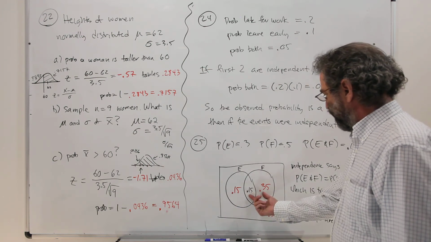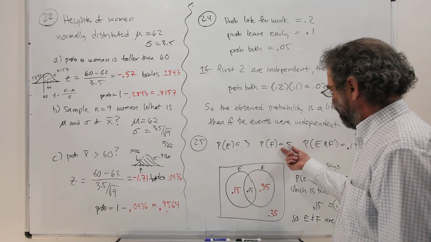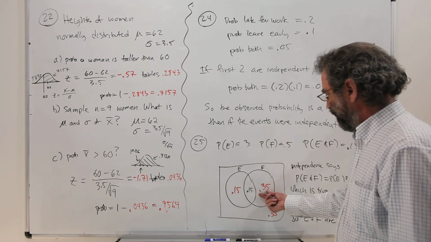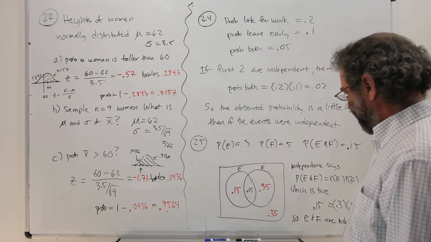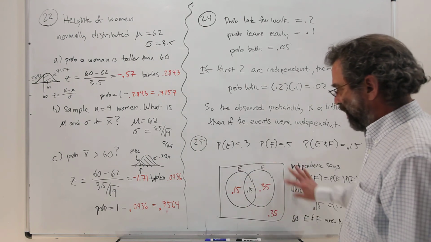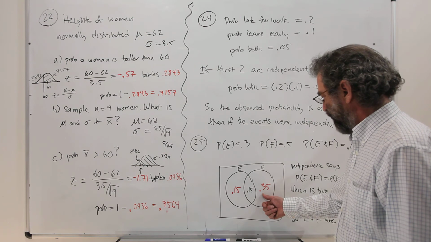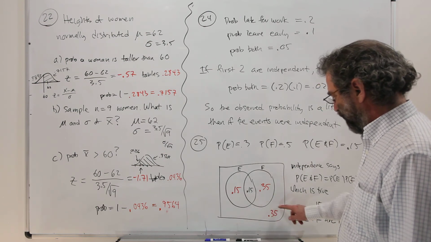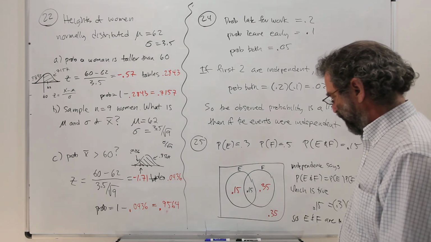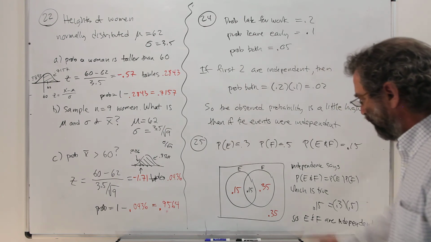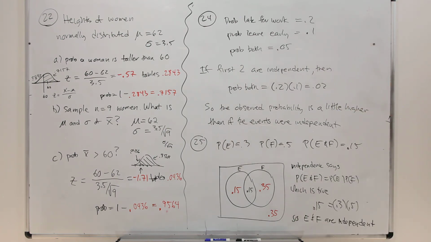And these 2 together, since they're all of F, have to add up to be 0.5, so 0.15 plus 0.35 becomes 0.5. And just for grins, the total of all the probabilities should be 1. So here I've got 3, so I got 0.65 for the total, and 0.65 plus 0.35 is equal to 1. So the outside here, that's everything else, has to be 0.35. So that's a nice Venn diagram.